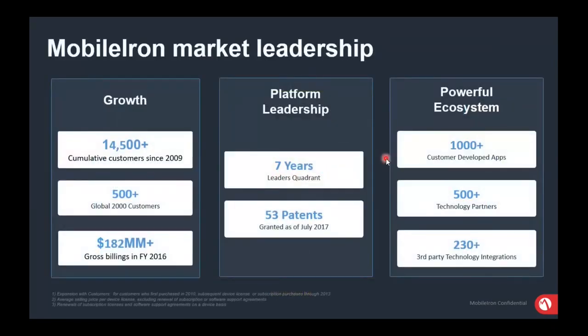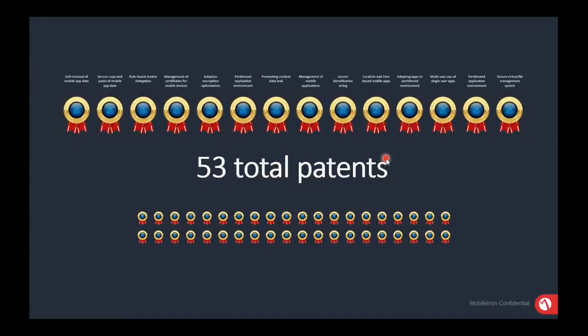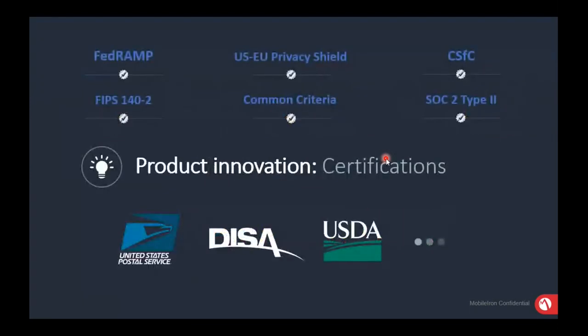MobileIron has more than 15,000 customers in the market, including more than 2,000 global customers. They have been a leader in the quadrant for 7 years, and they have 53 patents to their name. These are the various standard certifications they currently support: FedRAMP, FIPS 140, Common Criteria, SOC 2 Type 2, and EU Privacy Shield.